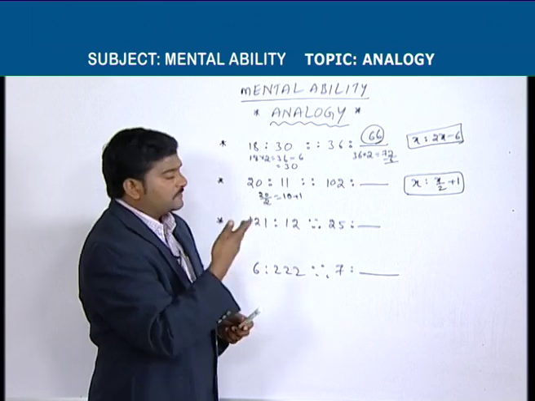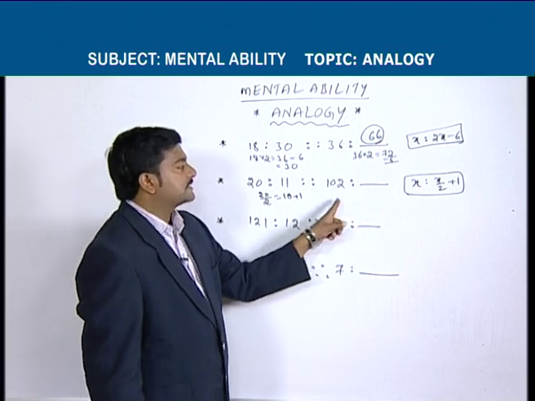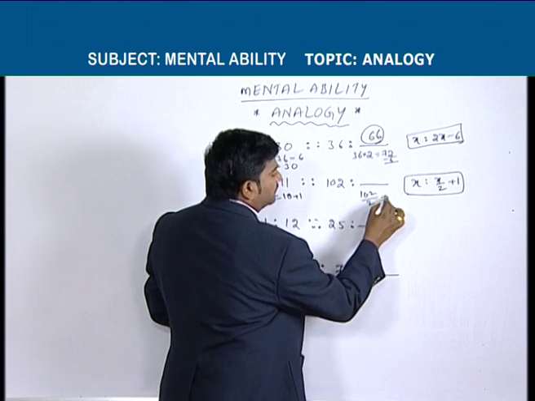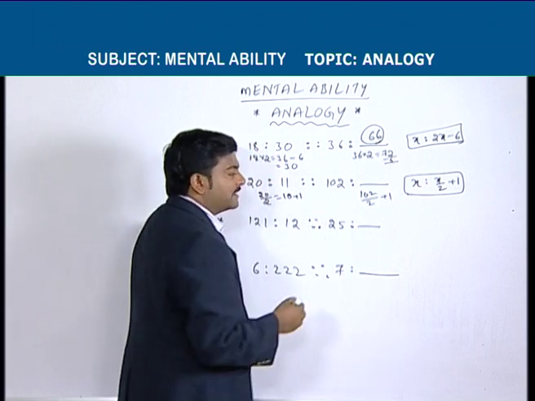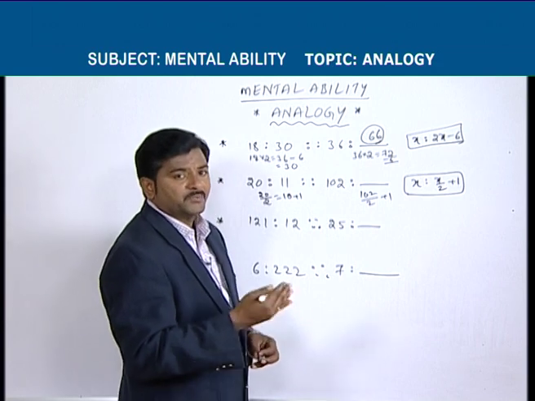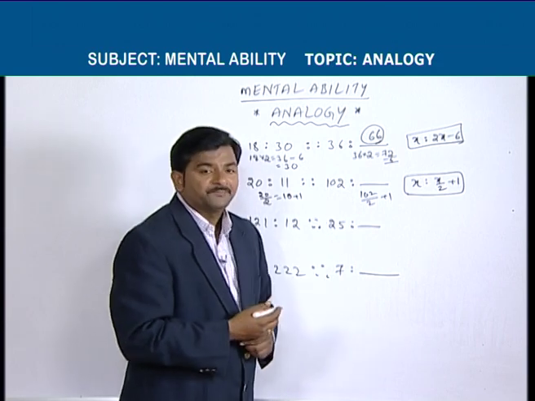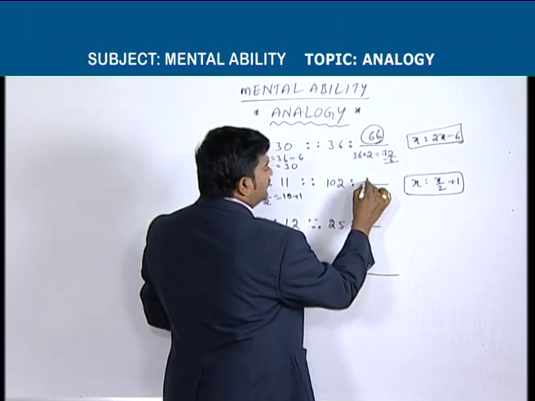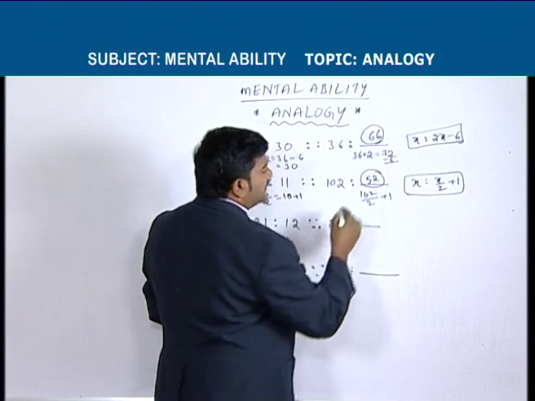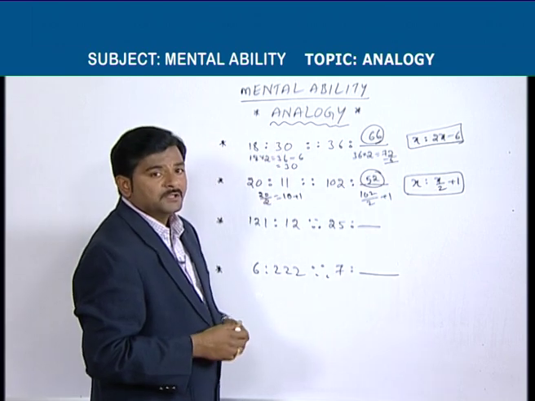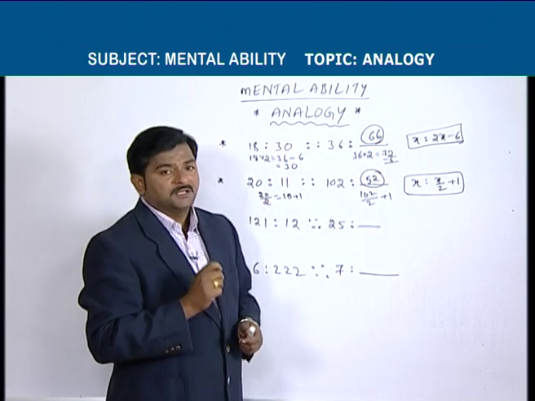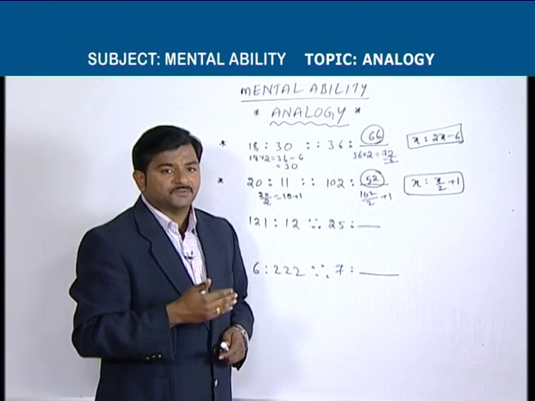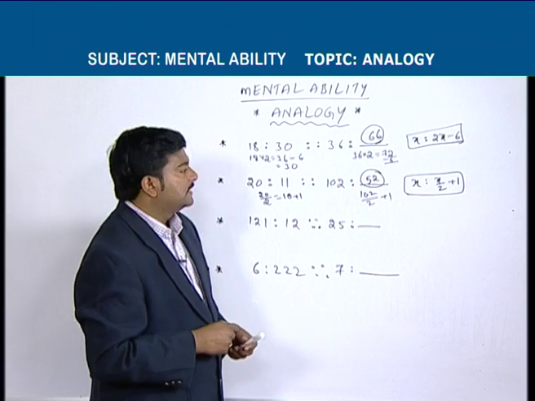Now the same logic will apply for the second pair also. Now what do I have to do? 102 dividing by 2 plus 1. 102 dividing by 2 means indirectly I am taking half. Half of 102, how much am I getting? 51. 51 plus 1 means what we can take here? 52 we can take. Okay, I hope you understood. So first example is x is to 2x minus 6. Second example is x is to x by 2 plus 1. I hope you understood these two models.